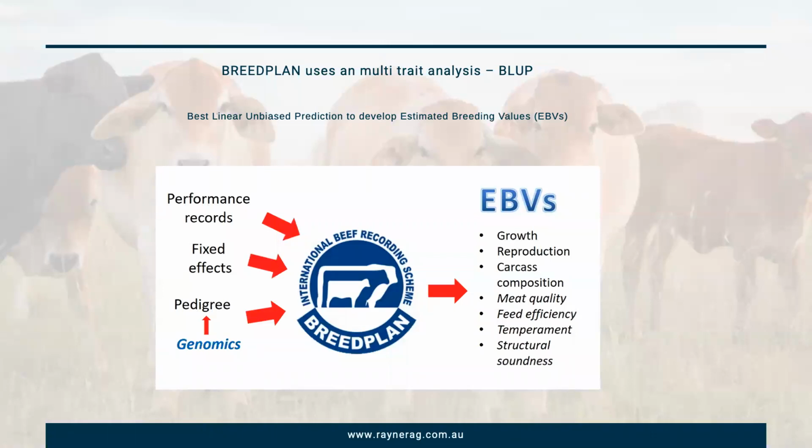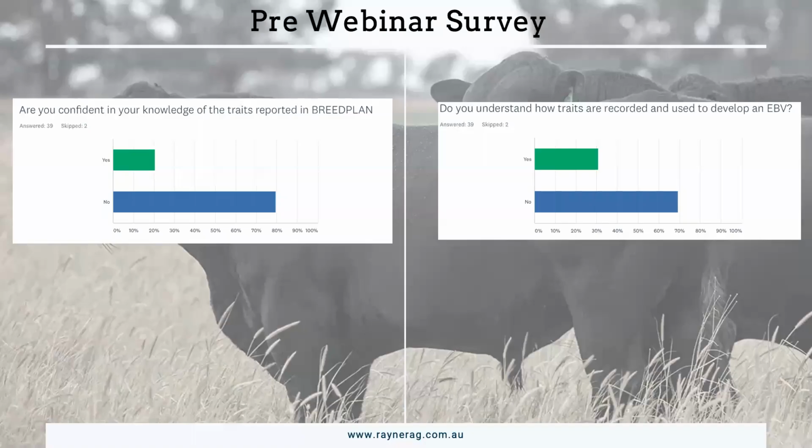So an EBV is basically calculated using the performance records of individual animals, taking into account fixed effects, so the environmental effect at different locations, as well as the pedigree and other information that we know about those animals. So it's everything that you can think about: sibling performance, progeny performance, parental performance. And that analysis allows the creation of EBVs or breeding values for most of the productive traits that we're looking at. So that's a little bit, I guess, of the background to where we came to today.